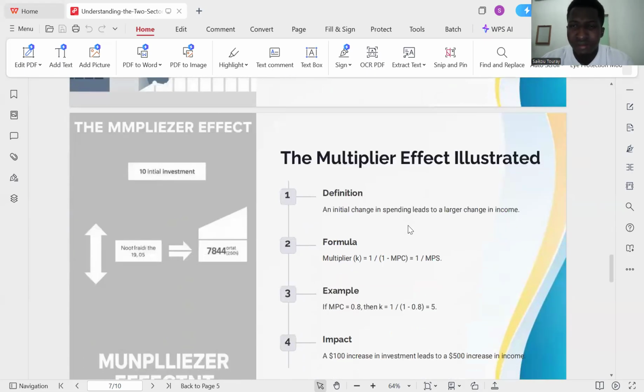We have the multiplier effect. An initial change in spending leads to a larger change in income. When the first change is made in spending, it results in a larger change in income. The formula for the multiplier effect is K equals 1 divided by (1 minus MPC), which equals 1 divided by MPS.